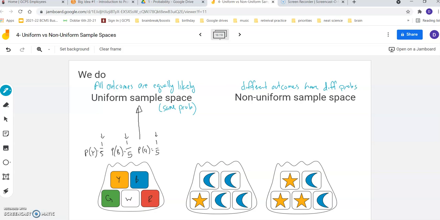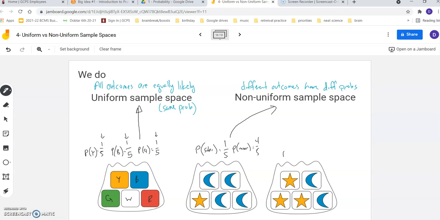So these two are going to end up being that. So like if you look at this one here, let me switch back to a different color pen. There are five cards in here. My probability of getting a star is only one favorable outcome out of five. Whereas my probability of getting a moon, there are four out of five. Those are not equally likely to happen, so we would call that a non-uniform sample space.